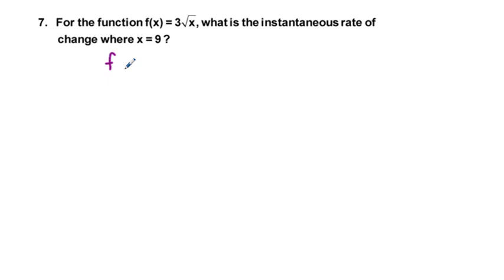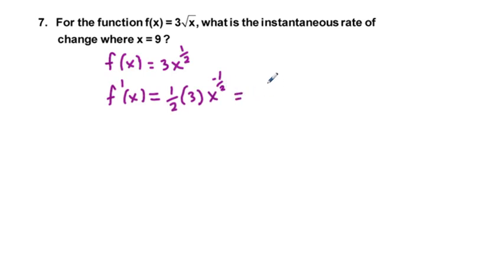So before putting f prime of x, I'm going to say f of x is equal to 3x to the 1/2 power. And then f prime of x is equal to 1/2 times 3 x to the negative 1/2 power, which, simplifying, is 3 in the numerator over 2 square root of x.